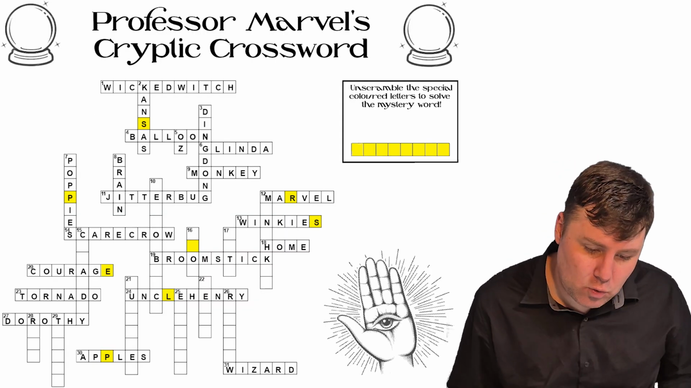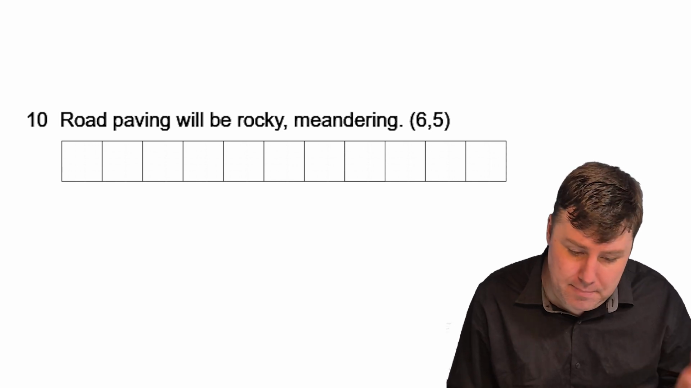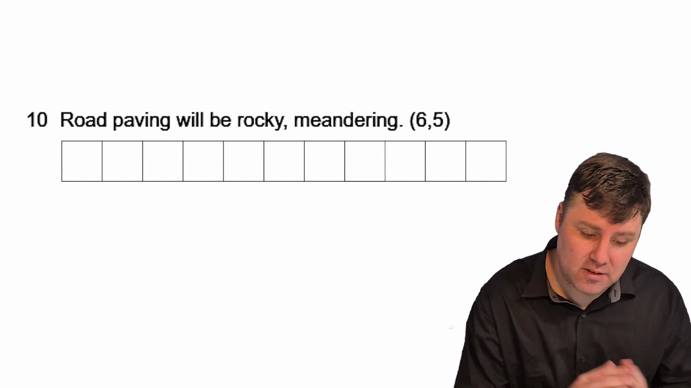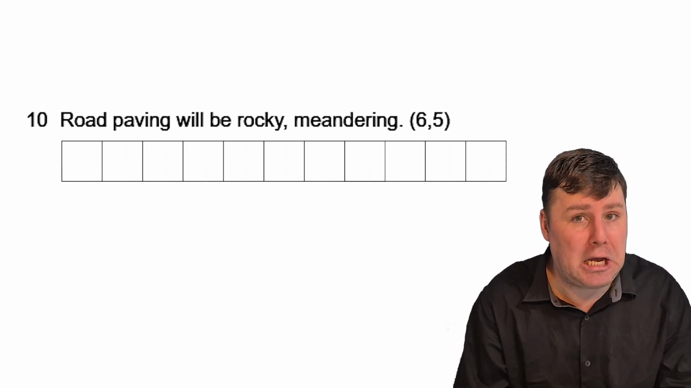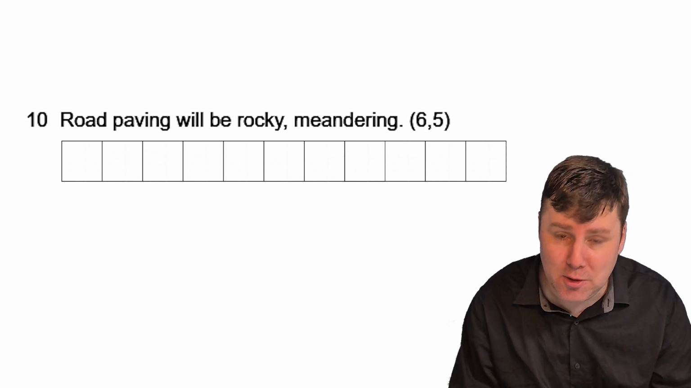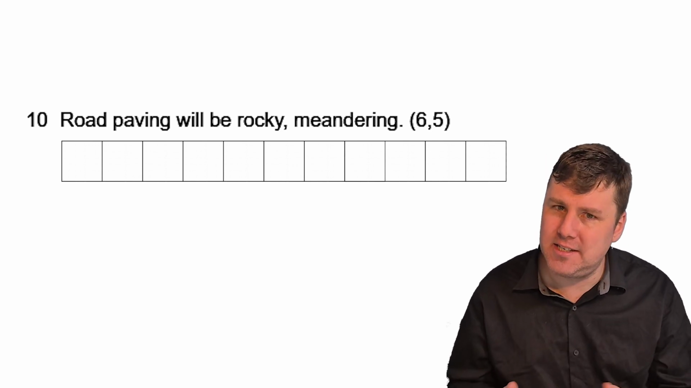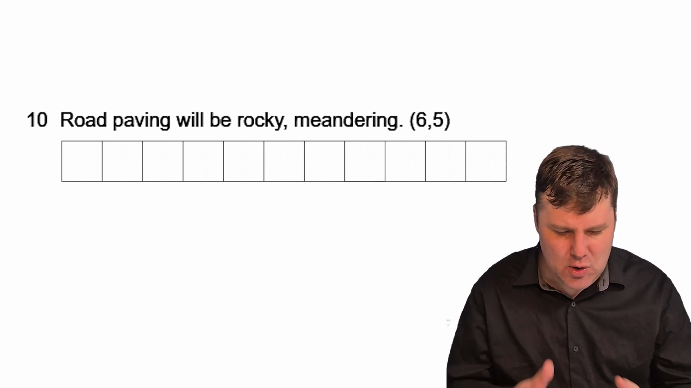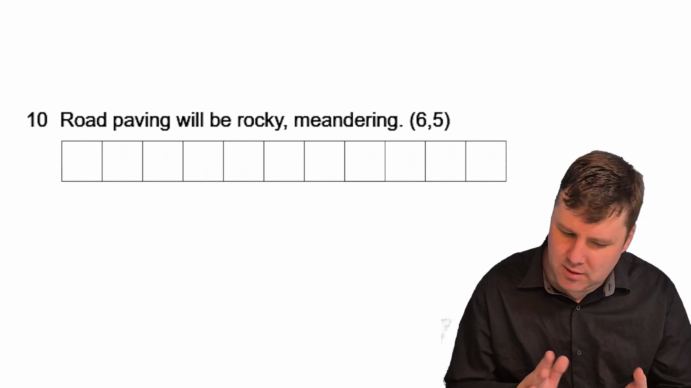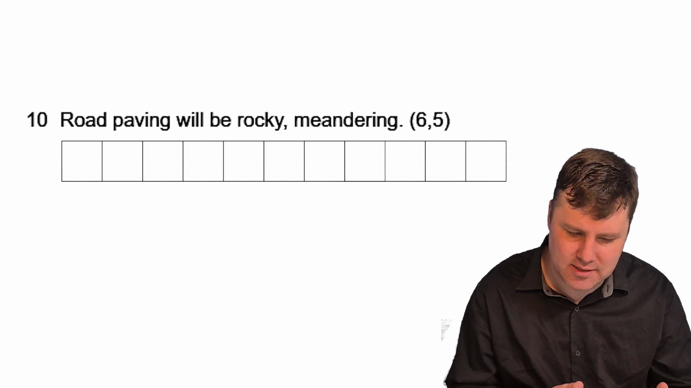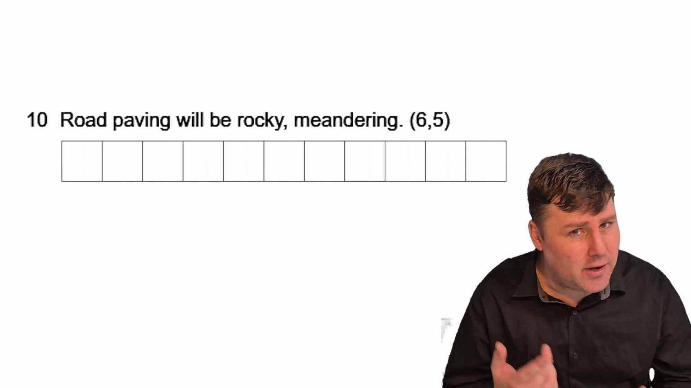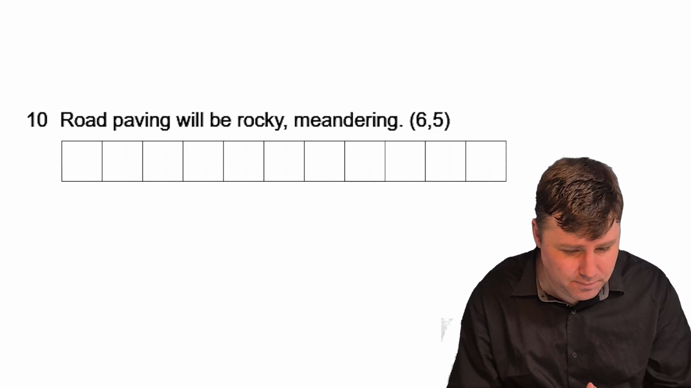10 down. Road paving will be rocky, meandering. David Astle commended me highly for this clue. I thought it was a bit run-of-the-mill, but there you go. Apparently, from the experts, this is the way you're supposed to do a cryptic crossword clue. We've got 6 letters followed by 5 letters. So we need to have a look here at how we can find out what those letters are. I think we've already got an idea that it's going to relate to a road in some way involving the Wizard of Oz.